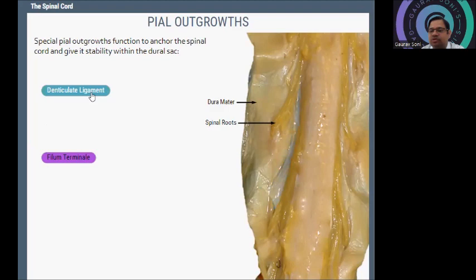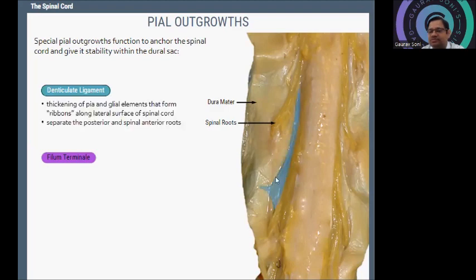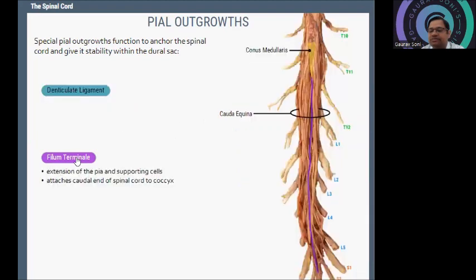You see this blue color thing, this one. This is denticulate ligament. Then there is filum terminale at the end part. In the purple, you can see it is the extension of pia actually, that is pia mater, and supporting cells attaches the caudal end of the spinal cord to the coccyx.